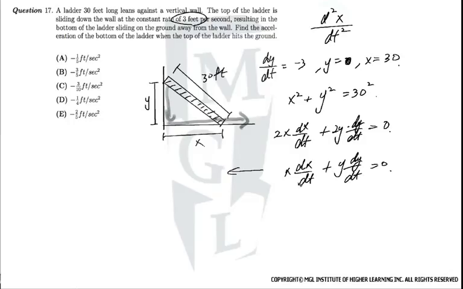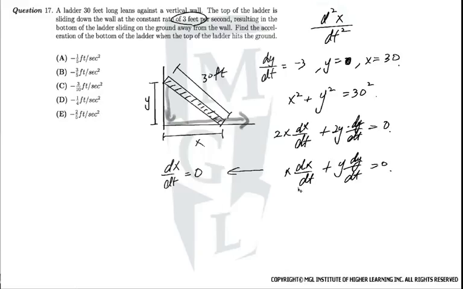So let's plug in the information. If you plug in the information that y is equal to 0 in here, we'll get dx over dt must also equal 0, right? Even though you plug in 30 in here, since this is all gone, you get 30 times dx over dt is equal to 0. So we have dx over dt is 0.